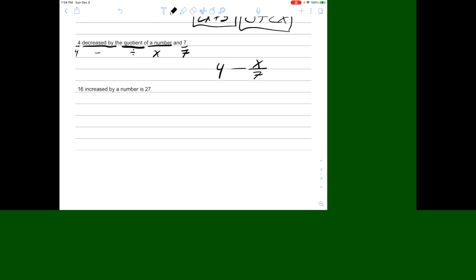For our last one here, again, see if you can pause it, solve the problem on your own, and restart when you're ready. So here I have 16 increased by, that tells me it's an addition. A number, that's x. 27 is 27, but I have this word "is." And maybe you figured out the "is," that's going to mean equals. So 16 increased by adding a number, x, equals 27. Okay, well, all I have to do in this case is 16 plus x equals 27. It wrote it all out for me there.